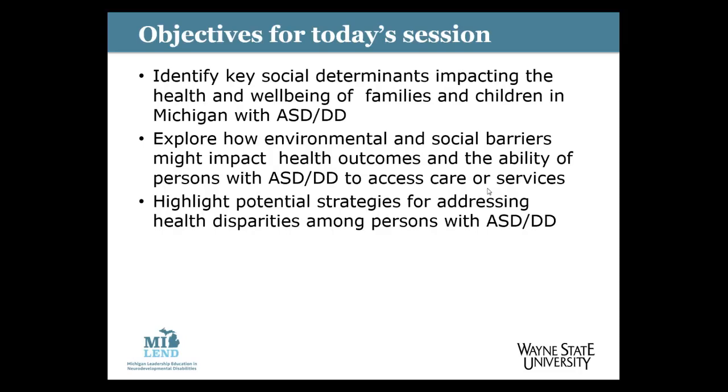In today's session, I would like to help you identify key social determinants that impact the health and well-being of families and children in Michigan who have developmental disabilities or are dealing with autism spectrum disorder. We're also going to explore how environmental and social barriers might impact health outcomes and the ability of persons with ASD or developmental disabilities to access care and services. And then I hope to highlight a few strategies that might help you address disparities in health when you are serving this population.